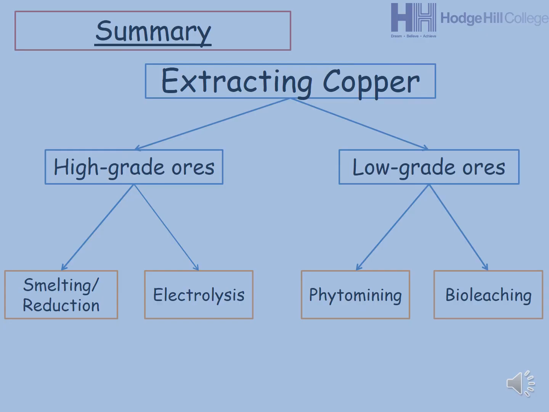Now, here's a quick summary of the extraction process. To extract copper from high-grade ores, we use smelting or reduction or electrolysis. And from low-grade ores, we use phytomining and bioleaching. And at the end, for the copper solution that's formed, we can use scrap iron to displace the copper, or we can also use electrolysis to extract the copper.